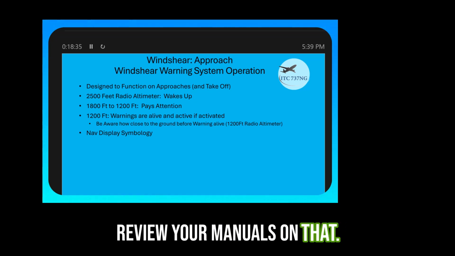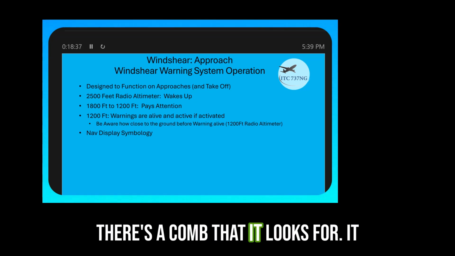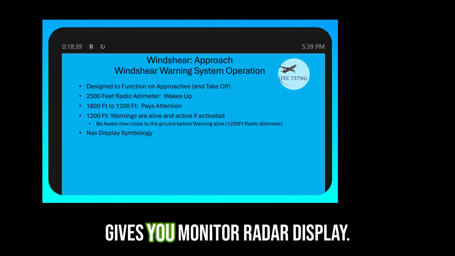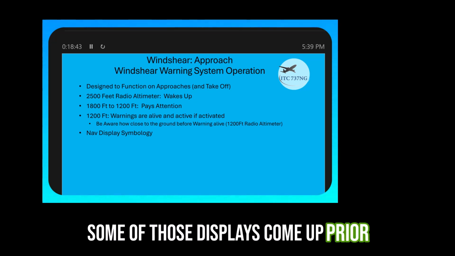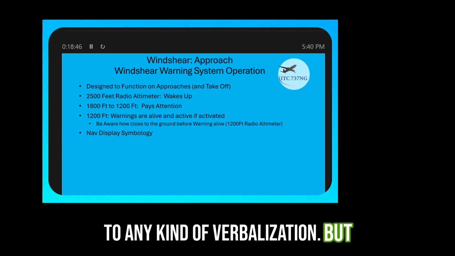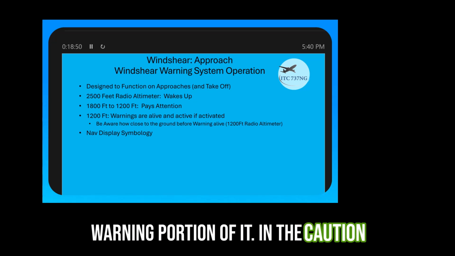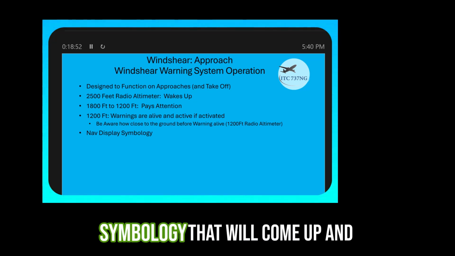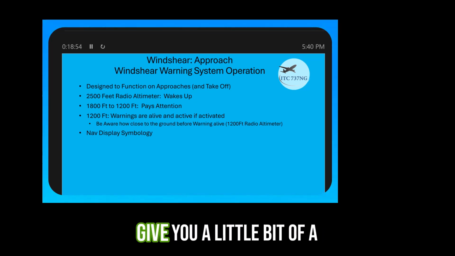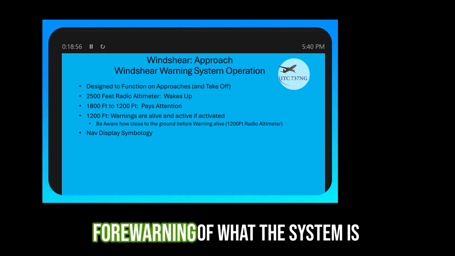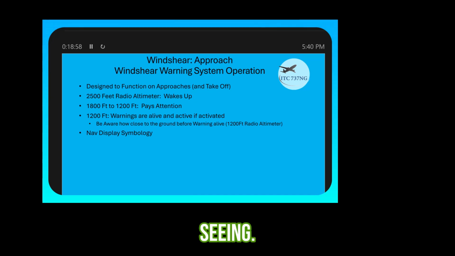Now, the nav display also has some symbology, and I would suggest that you really review your manuals on that. There's a cone that it looks for. It gives you a monitor radar display. Some of those displays come up prior to any kind of verbalization, but there is a caution portion of it and a warning portion of it. In the caution portion, you may get some symbology that will come up and give you a little bit of a forewarning of what the system is seeing.